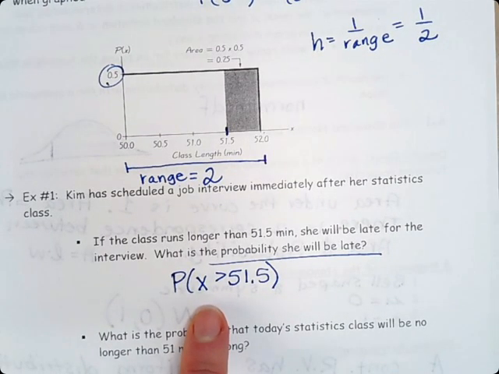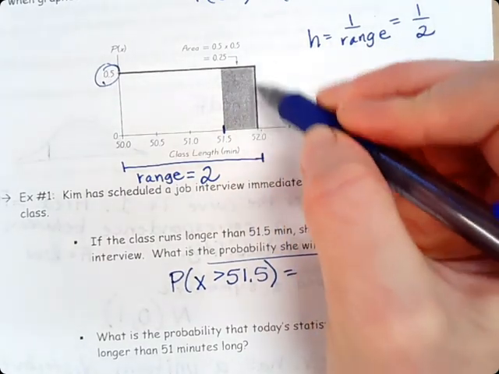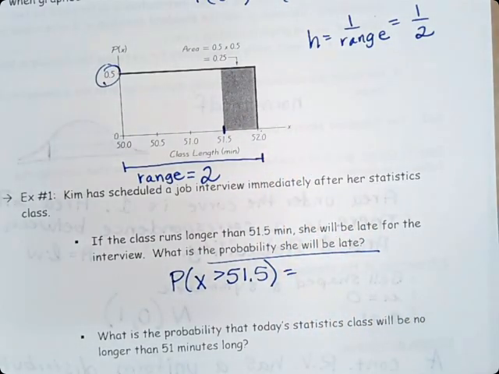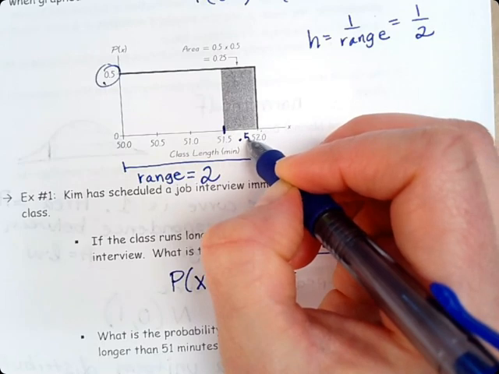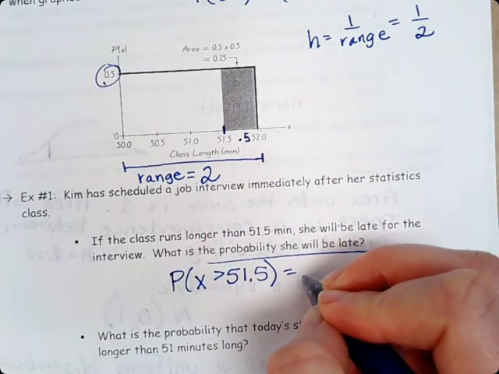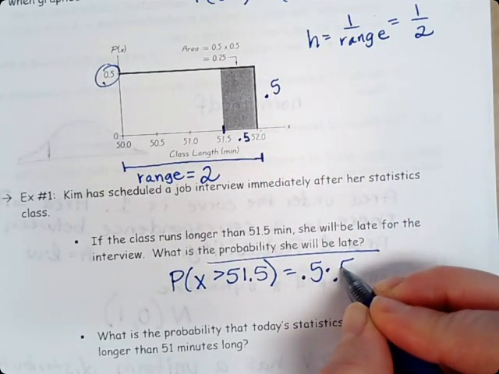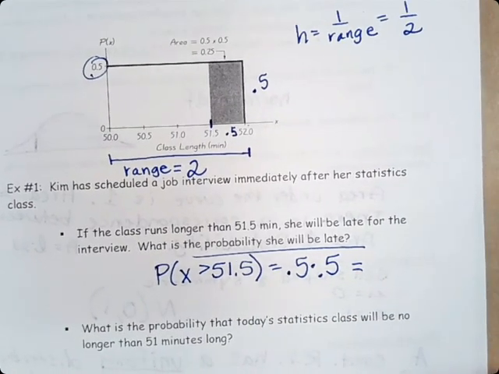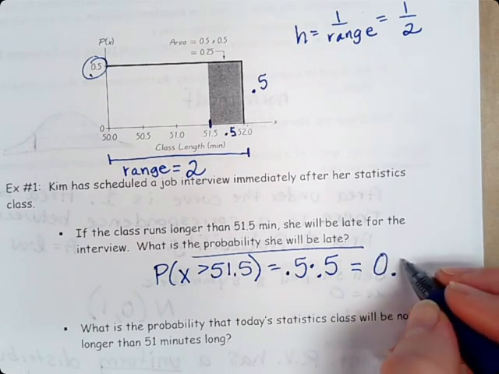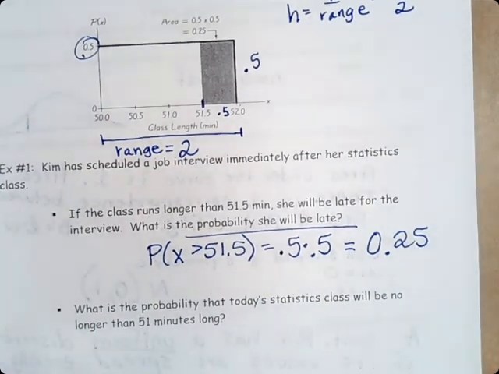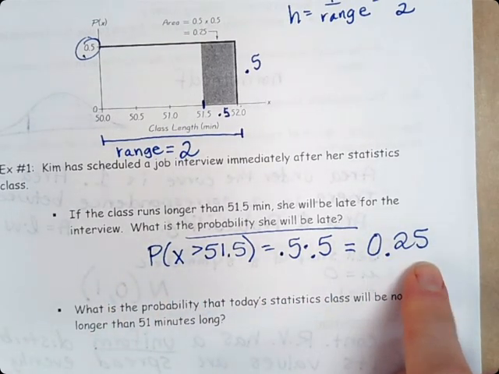So the random time that class ends being greater than 51.5 is going to be the area of this section right here. So you just do the length times the width. What is the length of this? Half. And then the width is half. So what does that equal? Basically, a quarter. So the probability that she will be late is 0.25.